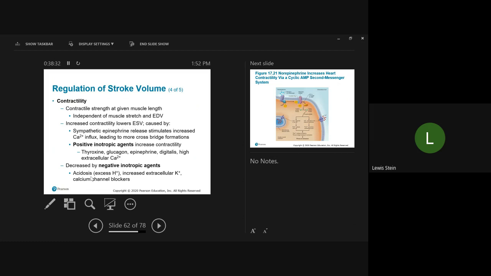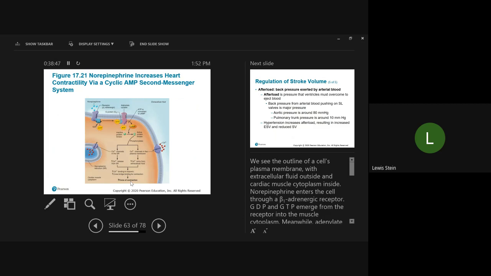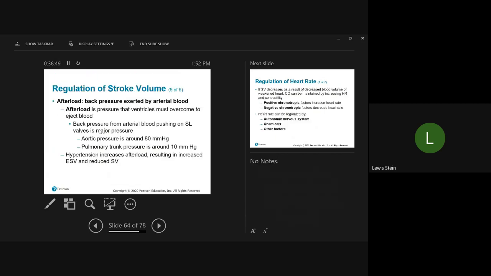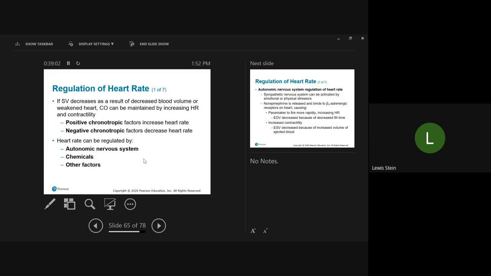And so acidosis, something we had talked about in MCAT today, but we'll get into it again ourselves. Extracellular calcium, potassium, and this is where I take calcium channel blockers. Afterload is the pressure in the ventricles overcoming the back pressure from the arterial blood, pulmonary trunk considerably less. Hypertension, high blood pressure, increases that afterload.